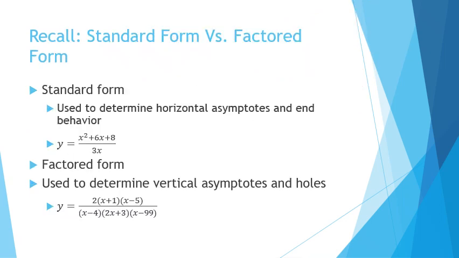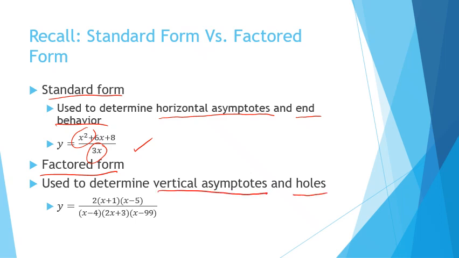So recall from lesson 1.7, there are two different forms of a rational function that you could see: standard form or factored form. Standard form is used to determine horizontal asymptotes and end behavior, right? We've learned that, looking at the degree of the top and the bottom, and then comparing them to get your end behavior that way. Or factored form, which is going to be used today and in the next lesson to determine vertical asymptotes and holes. These two are very, very important and are what we're going to look at today.